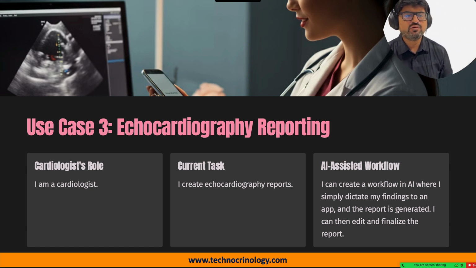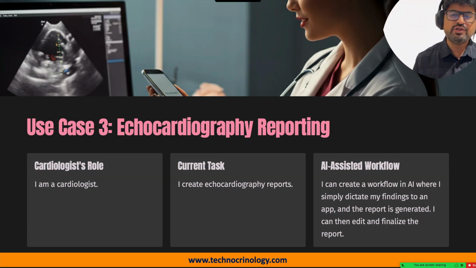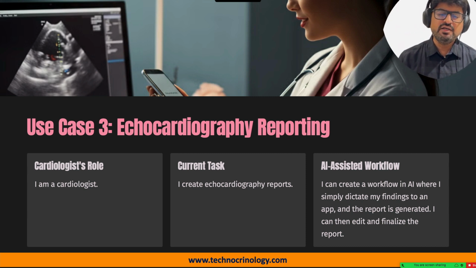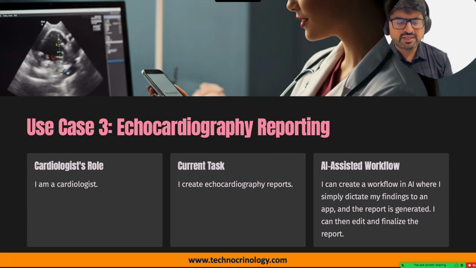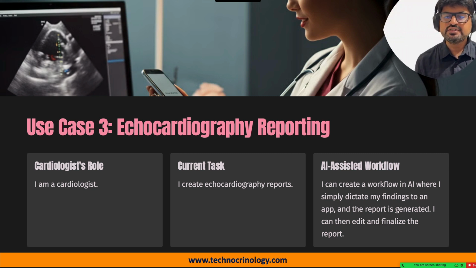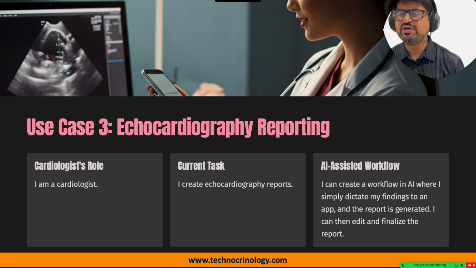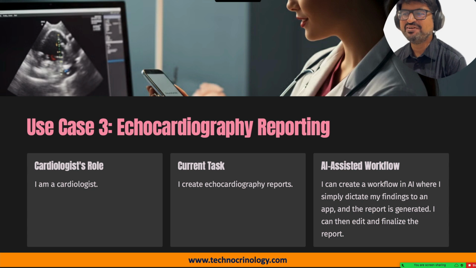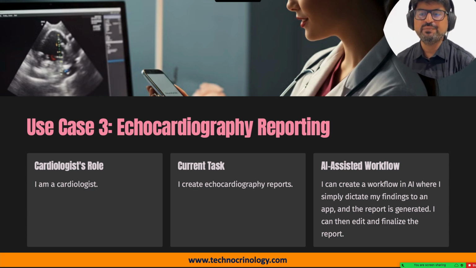Another case scenario: you're a cardiologist and you generate echocardiography reports. You have to type everything out. Of course, you will have a format and a template, but you still have to type it out. So what you can do is make a workflow where you simply dictate the findings, the AI transcribes it and generates the report. This is all possible. Of course, it's a little advanced skill, so maybe you'll have to attend one of our advanced courses to learn how to do it, but it is possible.